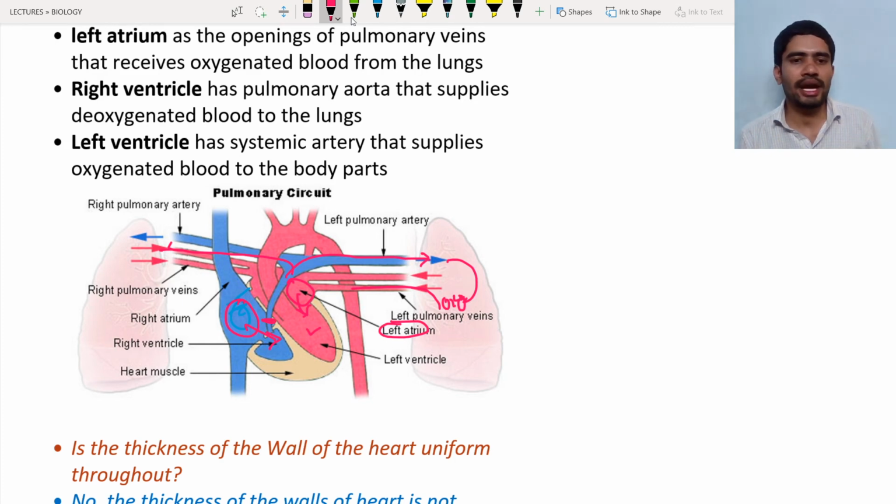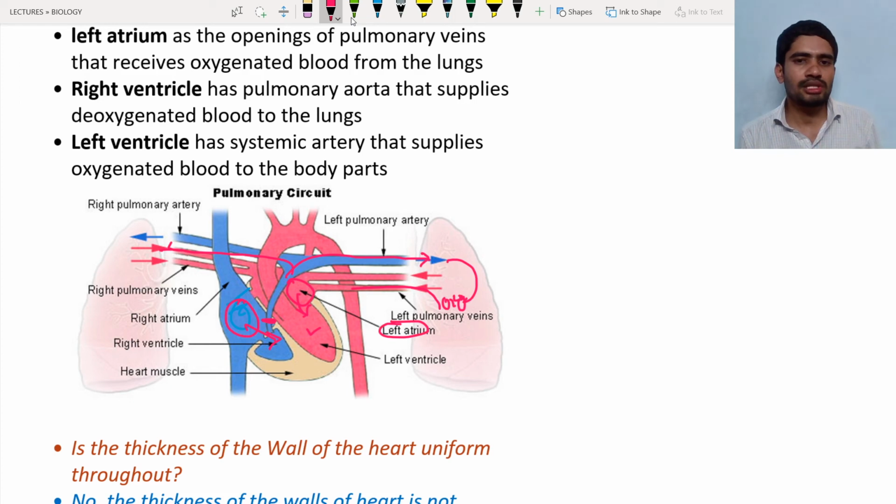That valve is known as the pulmonary valve. Okay, so next, when the lungs receive this deoxygenated blood, the blood will be converted into oxygenated blood, and this oxygenated blood will be transferred to a chamber. That chamber is known as the left atrium.